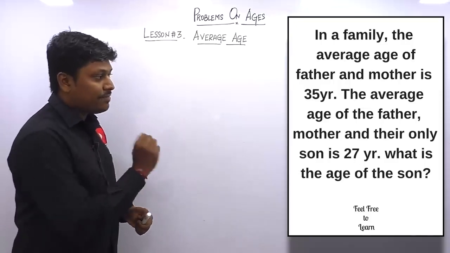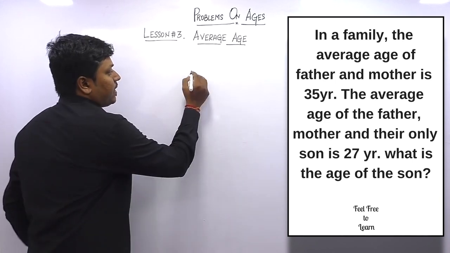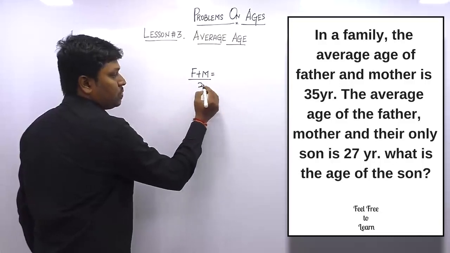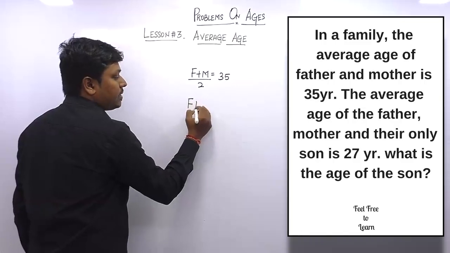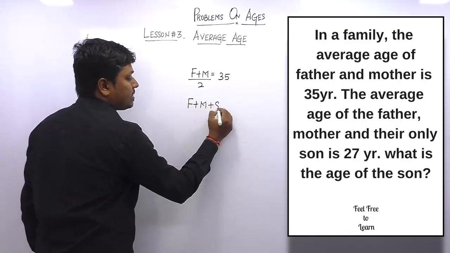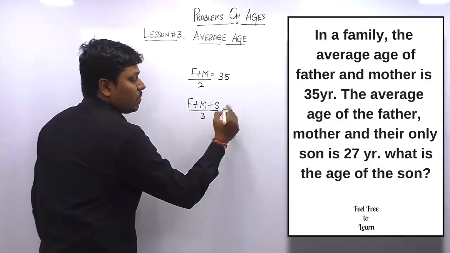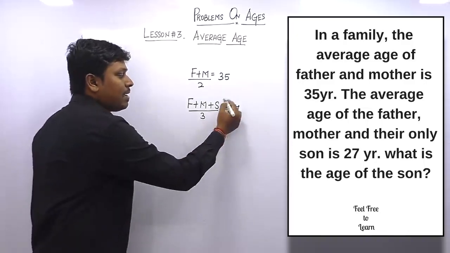First, what they are saying is, in a family, the average age of mother and father, there are 2 persons, so father plus mother divided by 2 is 35. And then the second point, the average age of father, mother and the only son, so totally we have 3 persons, so divided by 3 is equal to how many years? 27 years. So now our target is to find the age of the son.